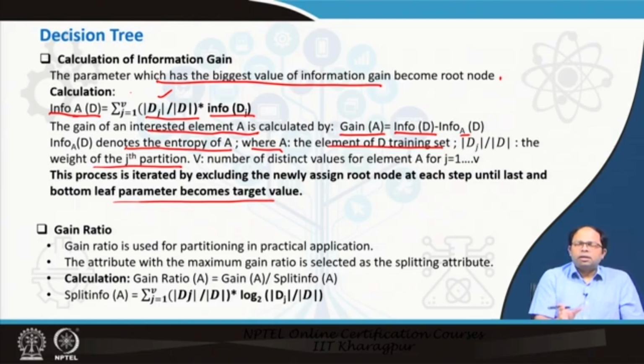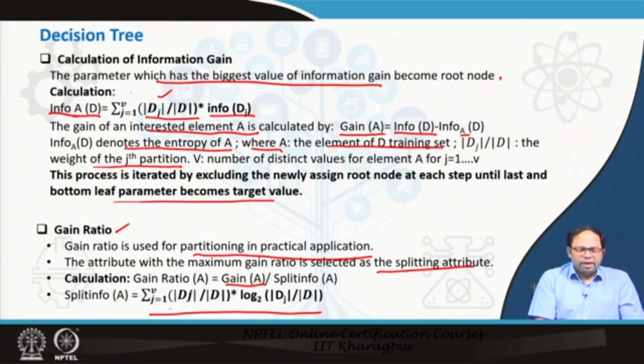So, for that particular data set, this is how we do that. Instead of determining information gain, we can also use the parameter gain ratio. Gain ratio is also used for partitioning in practical applications. The attribute with the maximum gain ratio is selected as the splitting attribute, and the gain ratio is calculated as Gain(A) divided by SplitInfo(A), and SplitInfo(A) is calculated using this particular formula.